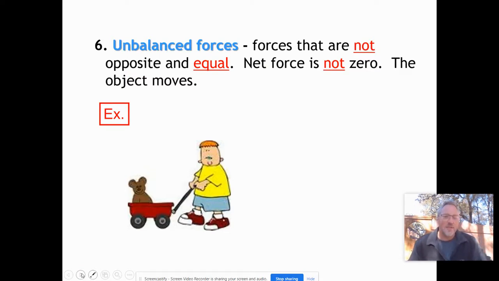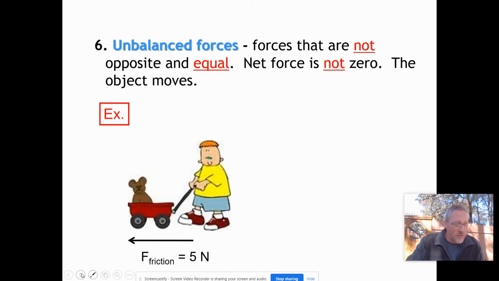Awesome. Okay. If it's not balanced, then you're unbalanced. Unbalanced things have a force stronger on one side, creating this lack of balance. Like if you're in balance and there's a force over here, you're out of balance. Unbalanced things are moving. There are forces that are not opposite and equal. Net force is not 0. The object moves. Okay, I'm out of balance.